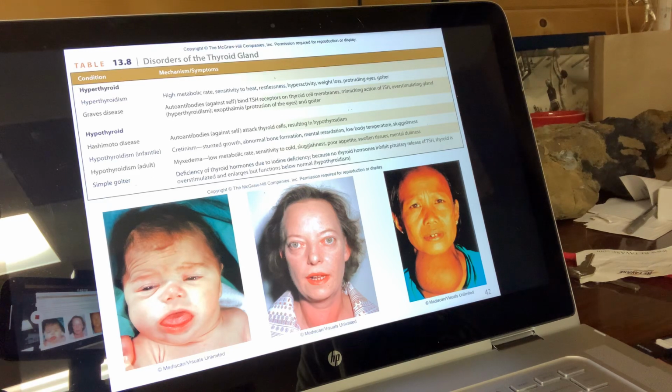These people have increased sensitivity to cold, their body temperatures are low, they're sluggish, their heart rates are low, they can have mental dullness, and they can develop swelling of the tissues, what's called myxedema of the body's tissues, due to the low thyroid production.